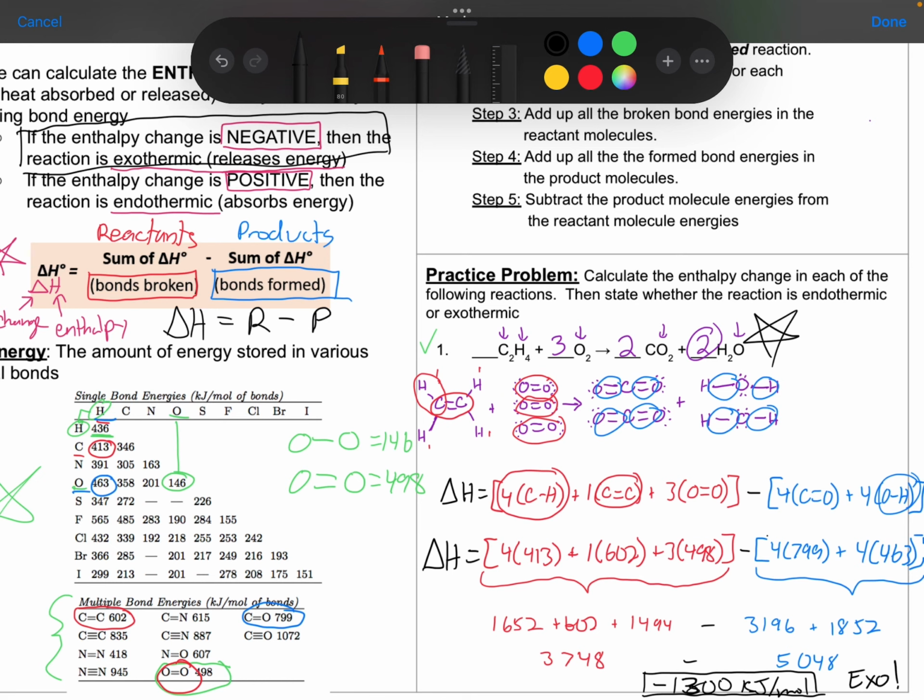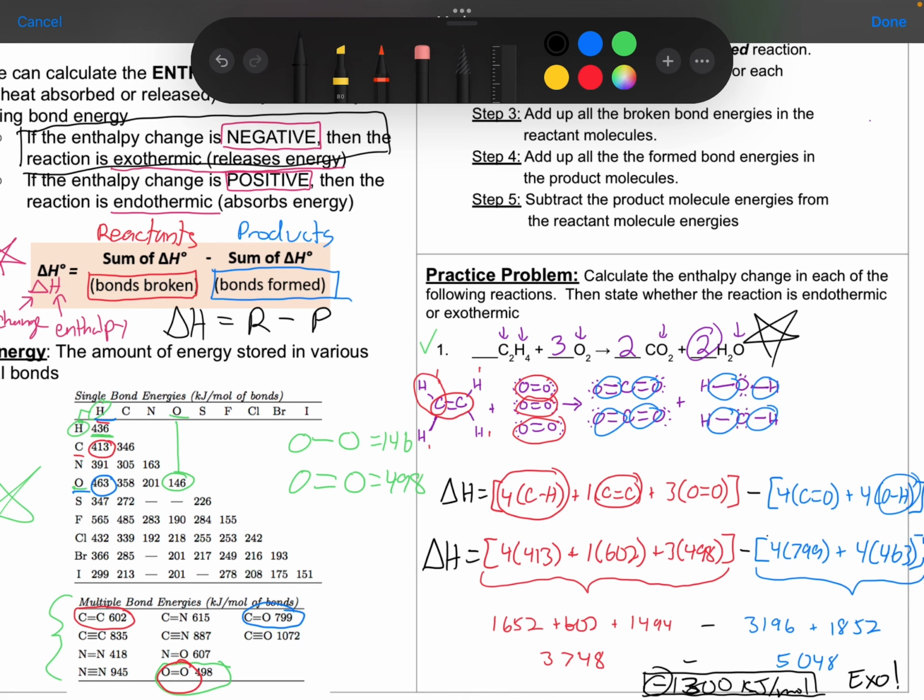So on the worksheet today, you need to do this process overall. You need to do the balancing. You need to draw out all the Lewis structures. You need to identify all of your bonds. You need to total your reactant and your product energies and subtract them. And you're going to do all of that to determine if a reaction is endothermic or exothermic, again, based on the sign of the number that you get at the very end.